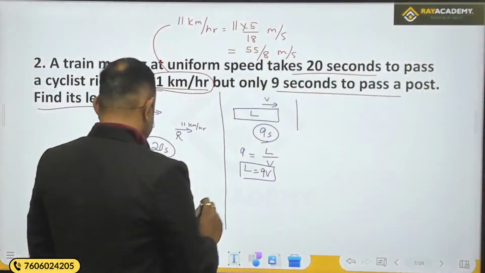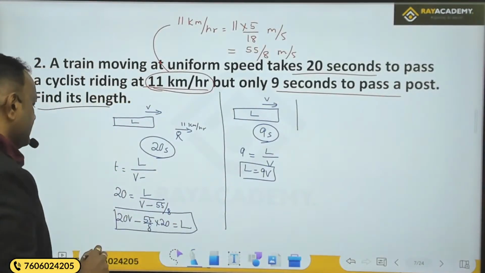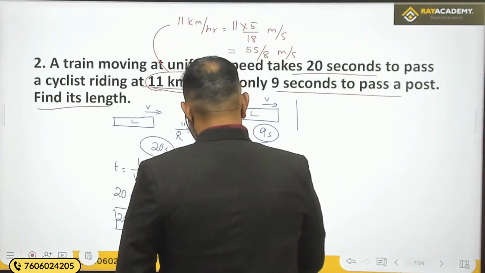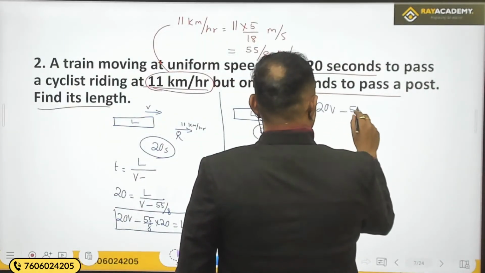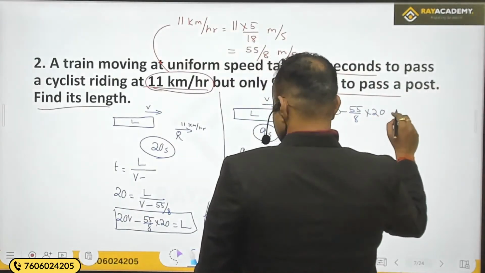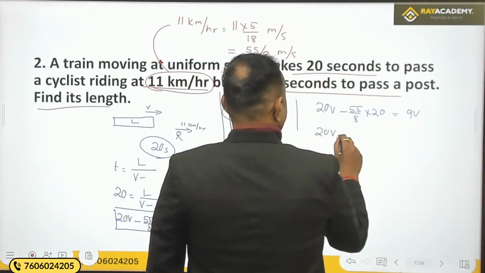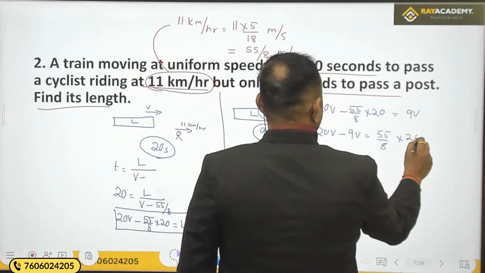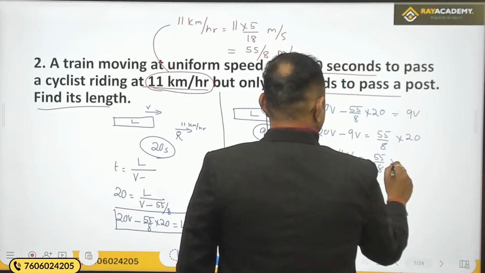We have two equations, and in both we have L in terms of V. So let us put these two equations together: 20V minus 55/18 multiplied with 20 equals L, and L is 9V. So 20V minus 9V equals 55/18 multiplied with 20. 11V equals 55/18 into 20.